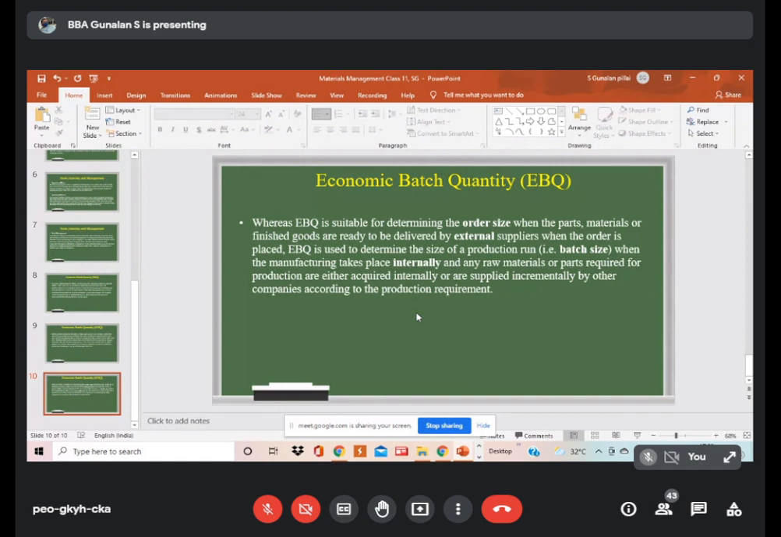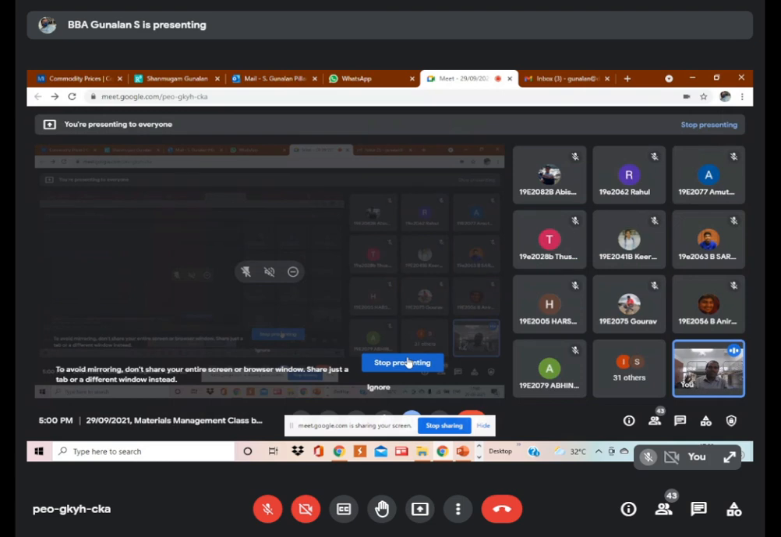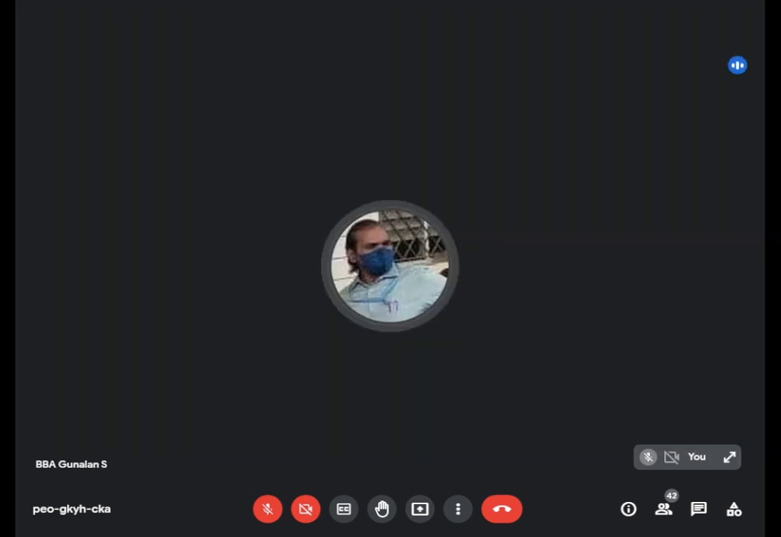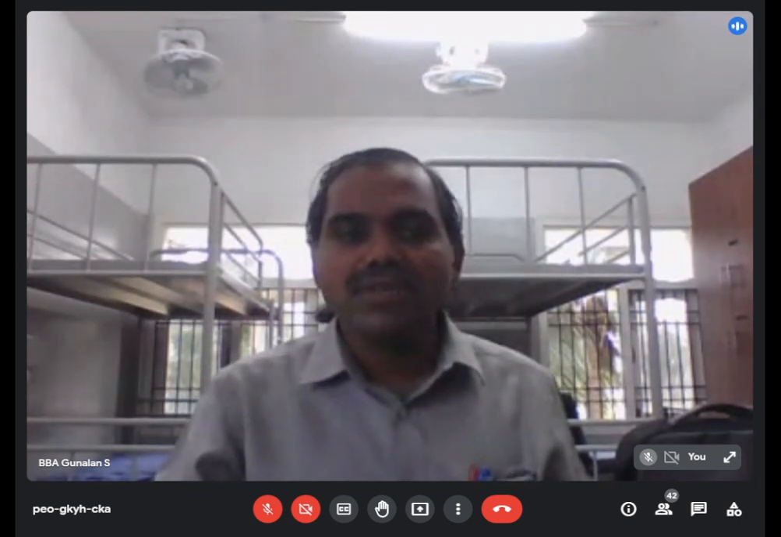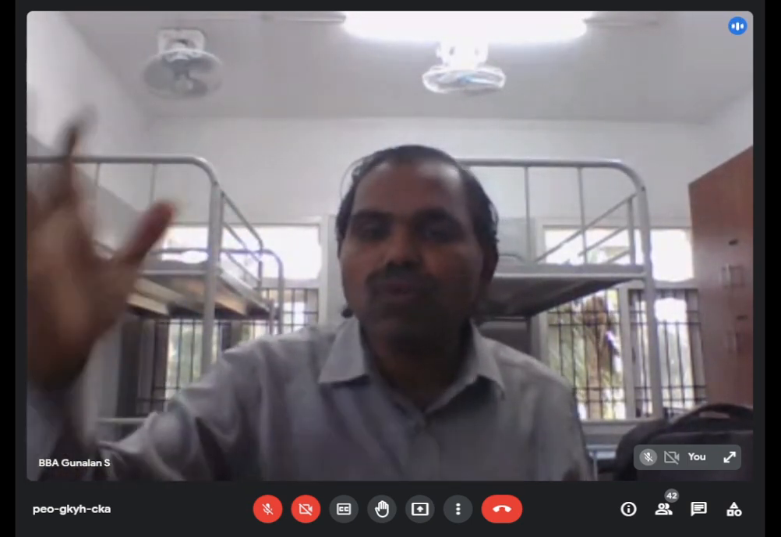If a raw material is received later, then it can be managed with economic batch quantity. If you are doing mass production and some raw materials are not received, the entire batch will be stopped. So this is economic batch quantity. Today we have learned economic order quantity, economic batch quantity, and planning and management of store.